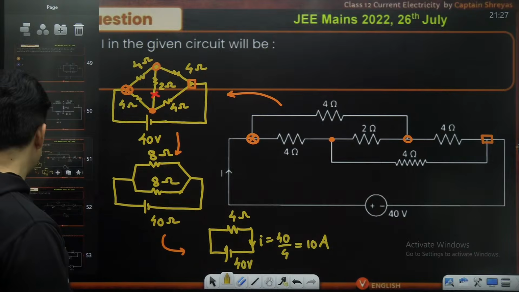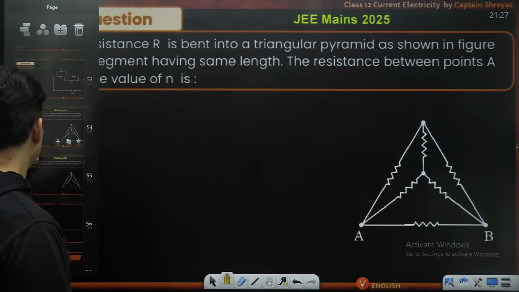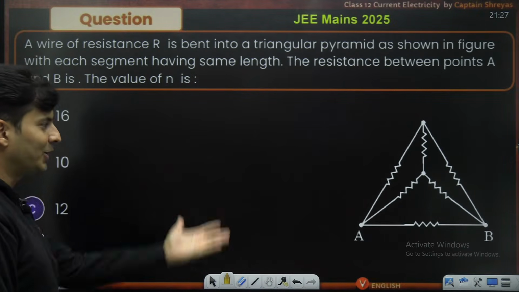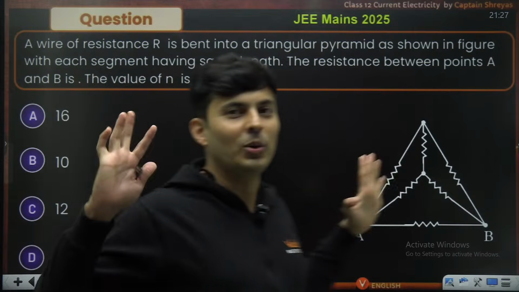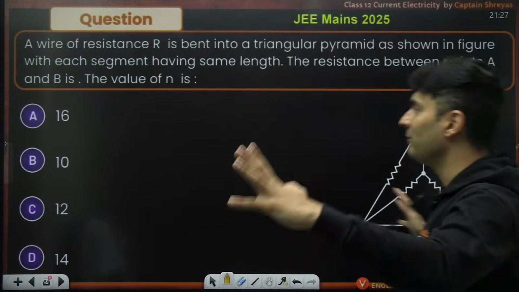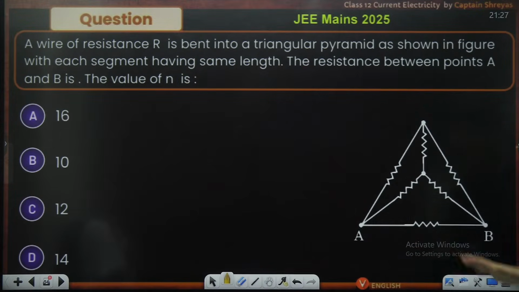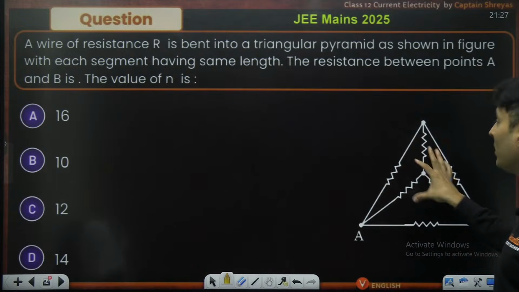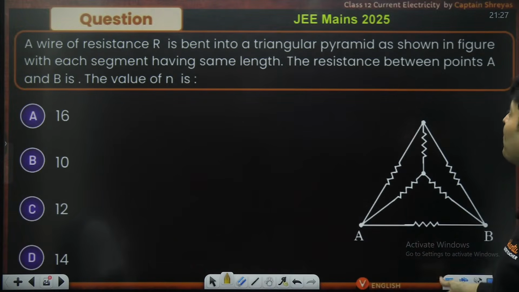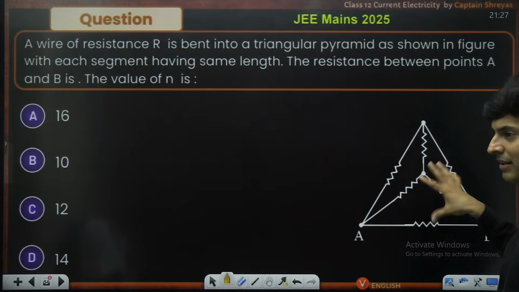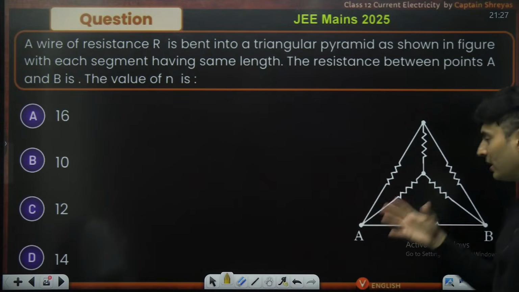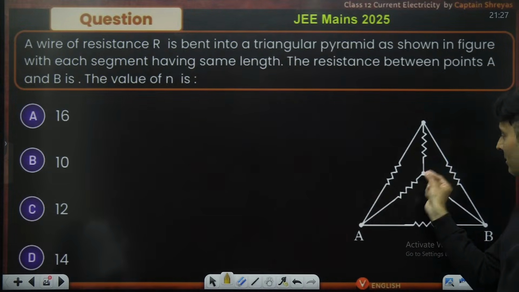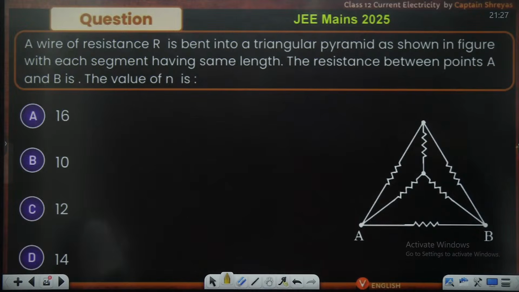Perfect. Let's do another question, which is very, very nice. All these are fun to do. I'm pretty sure you are solving this and having fun. A wire of resistance R is bent into a triangular pyramid, as shown. This is a three-dimensional structure. This point is out of the plane, but on a two-dimensional board it can't be seen as 3D, so just imagine this to be in 3 dimensions. Each segment having the same length, the resistance between A and B is how much?